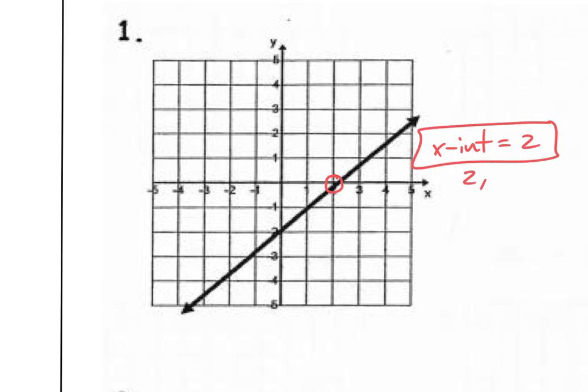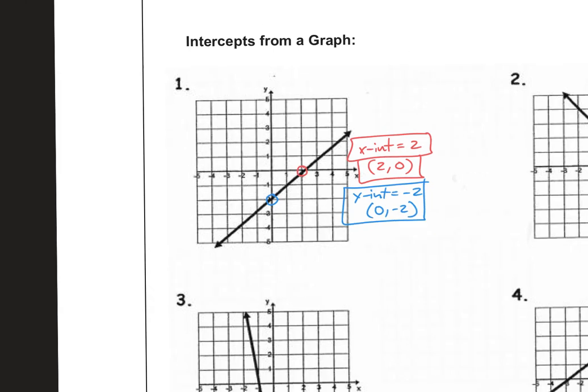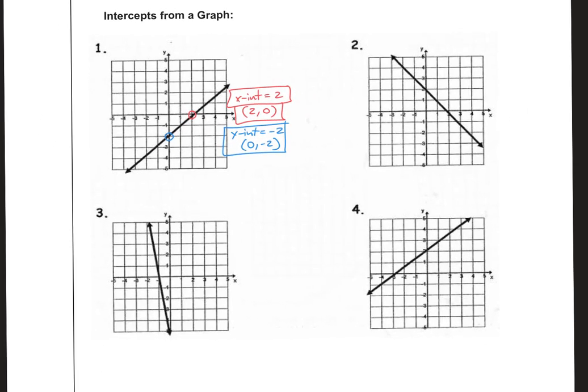The coordinate, you could write it as (2, 0). Boom. When does this thing cross the y-axis? Right here at -2. So I could say the y-intercept is -2. Or I could give it a coordinate location, x value 0, y value -2. Boom, boom. That's all there is to it. So I want you to go ahead and try these other three on your own, and then check back when you're ready to check your work.